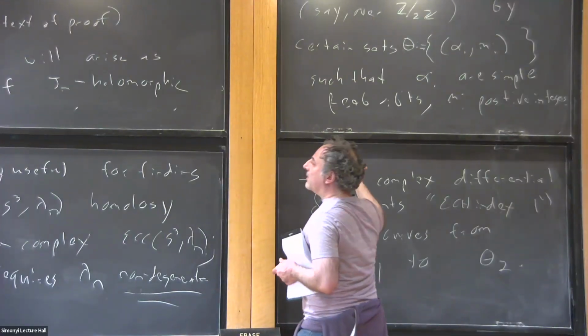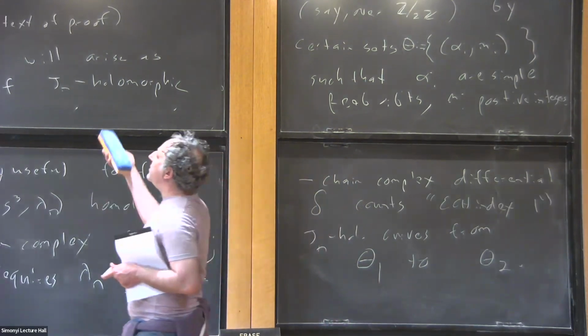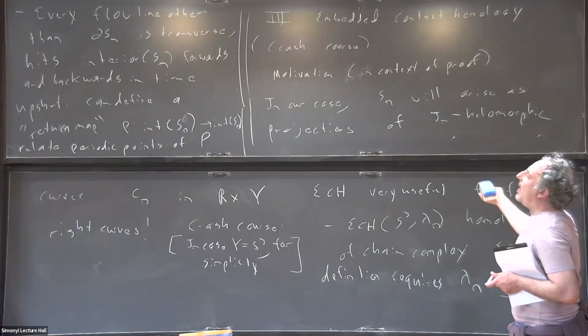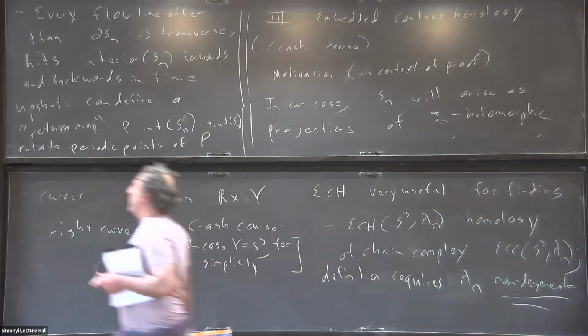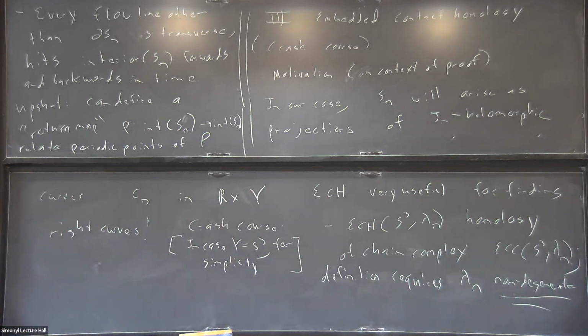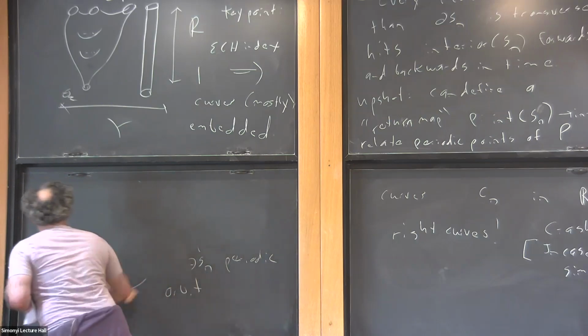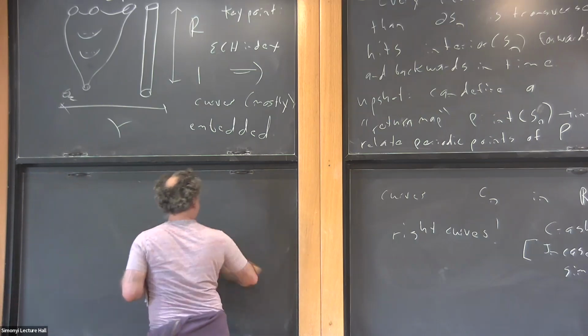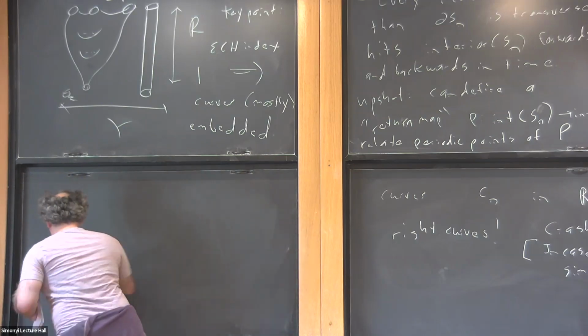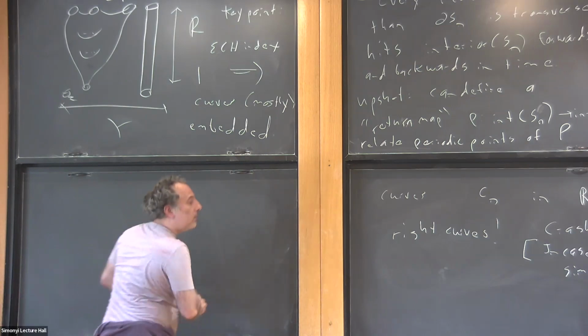ECH is the homology of this chain complex. But remember, we're actually interested in using ECH as a kind of factory for producing holomorphic curves. And those holomorphic curves are going to come from what's called the U map. So some important additional structure is this so-called U map.